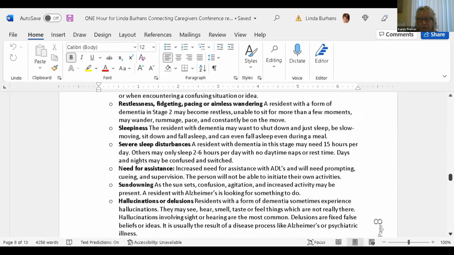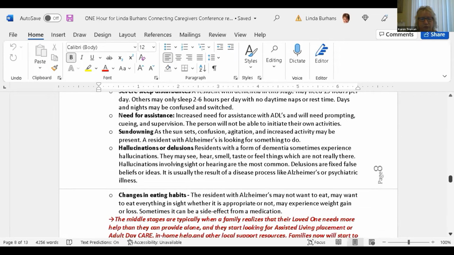Sleepiness or severe sleep disturbances, their need for assistance, sundowning. Sundowning is very real. Sundowning usually happens between 3 and 7 in the afternoon. The sun is starting to go down. They're a little bit tired. They're hungry. So I always say give them a snack and give them something to do. Take a walk. Do something. Play bingo. I don't care what it is, but you've got to do something.